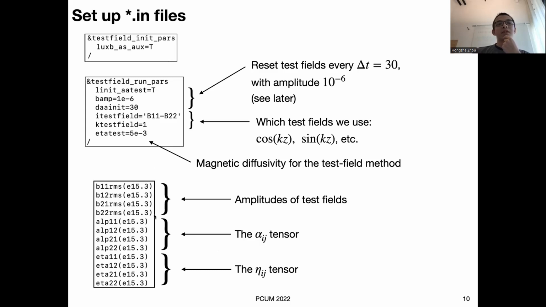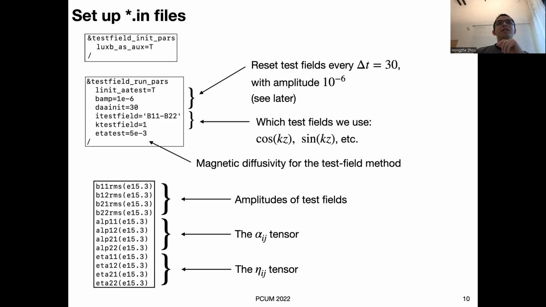So the first 4 here mean the amplitude of the test fields. Then the next 4 are the alpha tensor. If you're not familiar with dynamo theories, this is just the turbulent transport coefficient in the mean field dynamo equation. And also you have the eta tensor, which is the turbulent diffusivity tensor in the mean field equation. What exactly those variables are depends on what method you use.